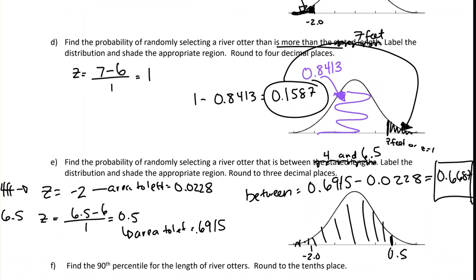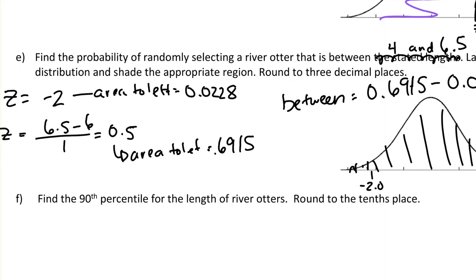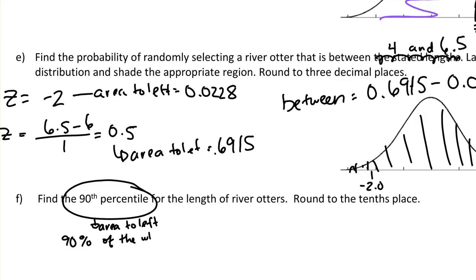Now for this last question, they're asking us to find the 90th percentile for the lengths of river otters. Whenever they tell you a percentile, remember that's a different way of telling you the area to the left. So in this case, the area to the left is 90% of the whole. We can find this in the z-chart if we turn our percent to a decimal. To turn the percent to a decimal, you move the decimal place over twice. So we're going to look on the chart to see what area to the left corresponds to 0.9. Then we can find its z-score, and we can find that length after converting the z-score.